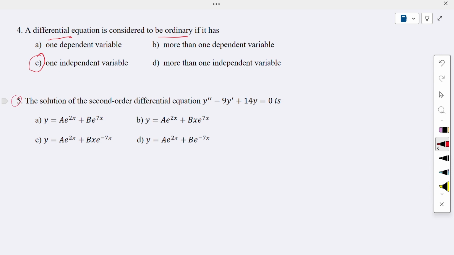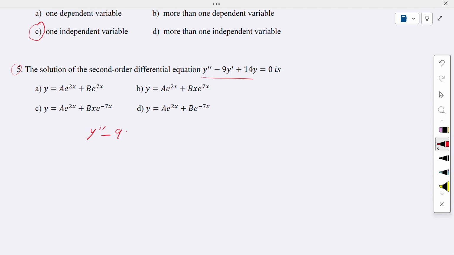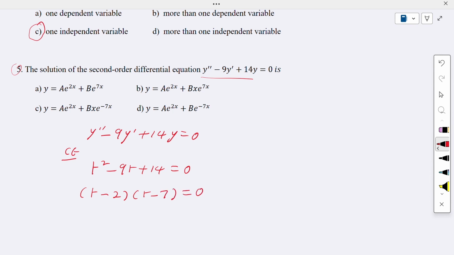So question number 5. The solution of the second order differential equation of this, now let's see, we're going to write this in terms of the characteristic equation. So here we have y'' - 9y' + 14y = 0. So in the characteristic equation, we can write r² - 9r + 14 = 0. So we factor this out. We have (r - 2)(r - 7) = 0.